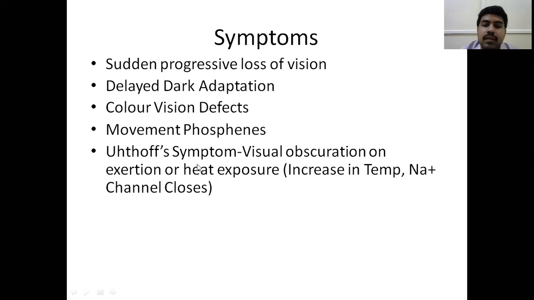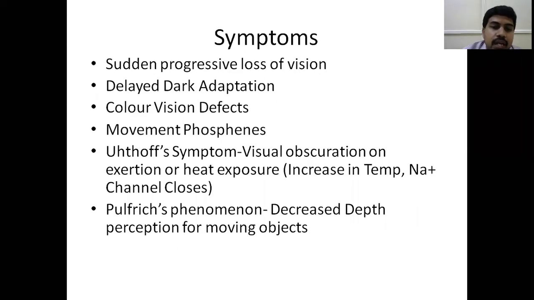The reason behind this is that nerve impulses are conducted only when the sodium channels open. When the sodium channels open, the nerve impulse is generated and there is conduction of the nerve impulse. But when there is a rise in body temperature because of exercise or going into a warm place, this increase in temperature causes closure of the sodium channels, which leads to delay in conduction of nerve impulses. So the vision will be obscured for quite a while during exercise. So Uhthoff's symptoms are visual obscurations while exercising or going into a heated place.